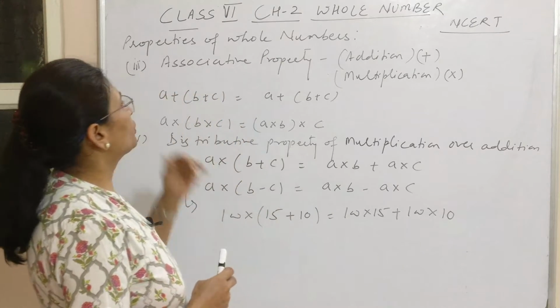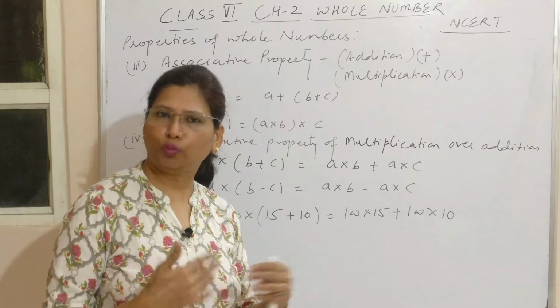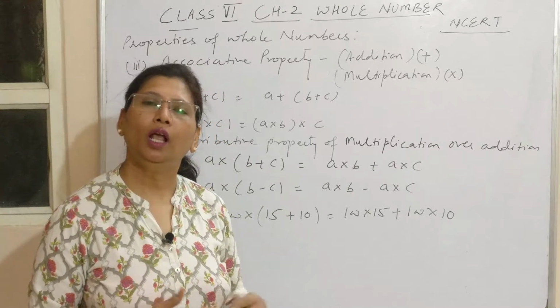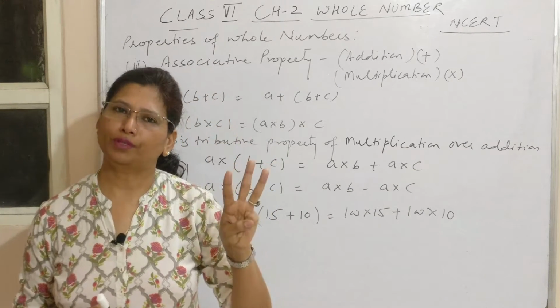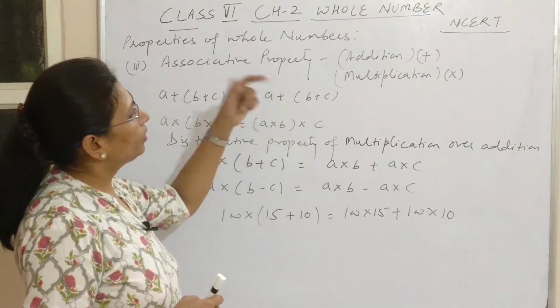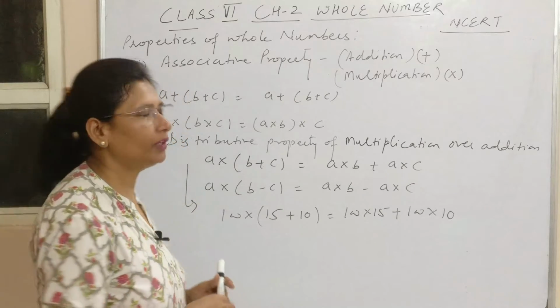So here, associative property, as usual you can see, associate means when you can associate. It's more like the commutative property only, but in commutative we deal with two numbers. So in associative we deal with three numbers. That is the only change over here. This property in whole numbers agrees with addition and it goes with multiplication.